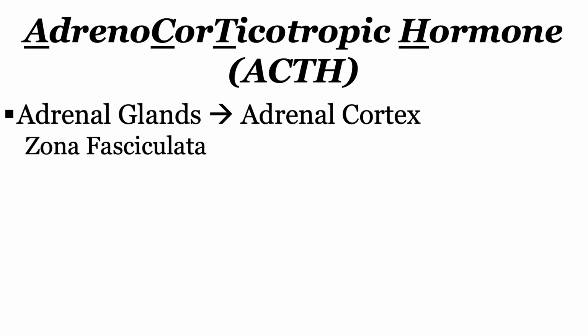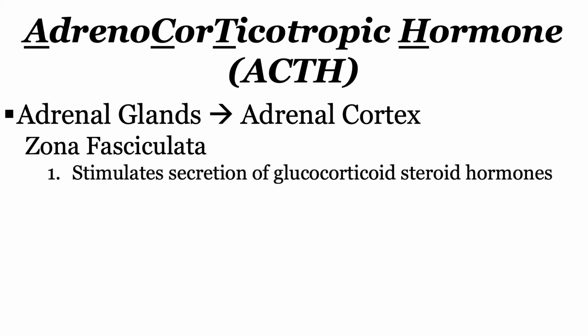Additional information about ACTH can be found here. The adrenal glands, primarily the adrenal cortex, is stimulated by ACTH, specifically in the region of the zona fasciculata. Again, this stimulates secretion of glucocorticoid steroid hormones, such as cortisol.